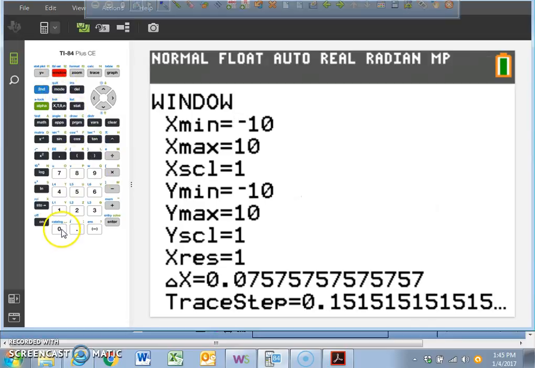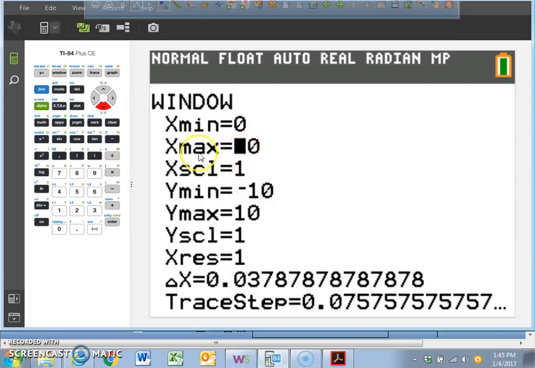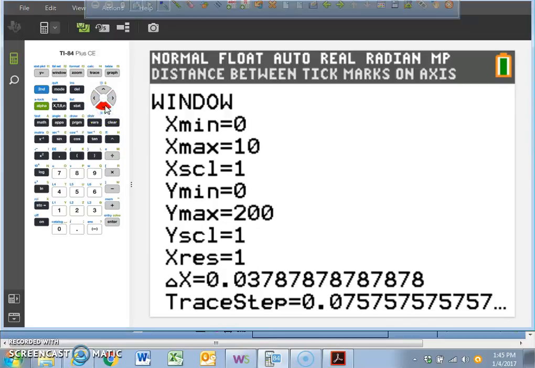I want you to make your x values, your time, start at 0, and we'll keep the time ending at 10. Your x scale will still be 1. Every single tick mark on the x-axis will be 1 second. The y minimum, let's start at 0, thinking 0 is 0 feet off the ground. Okay? And the y maximum, let's put it all the way up to 200, because we know it's not going to go up 200 feet. And the y scale, let's change it to 20 so we don't have 200 little tick marks going all the way up the left side.